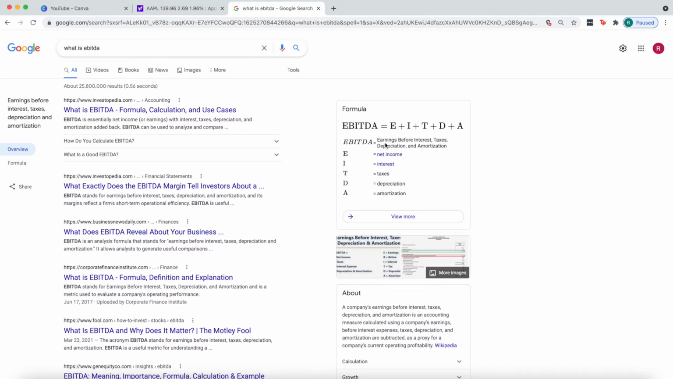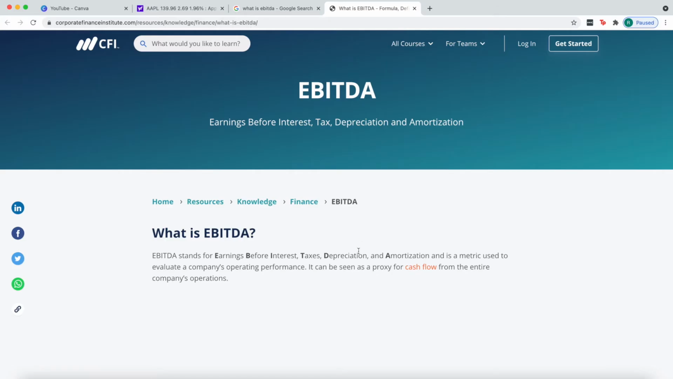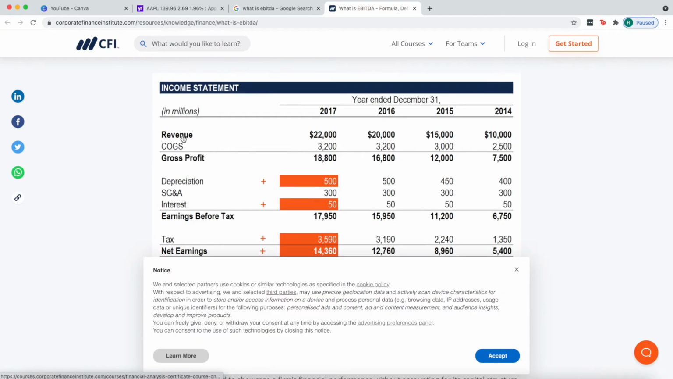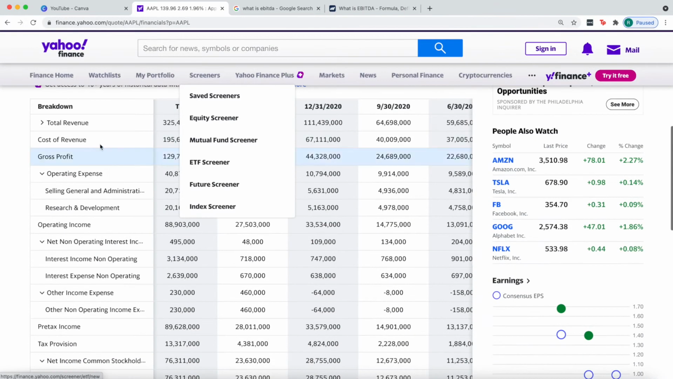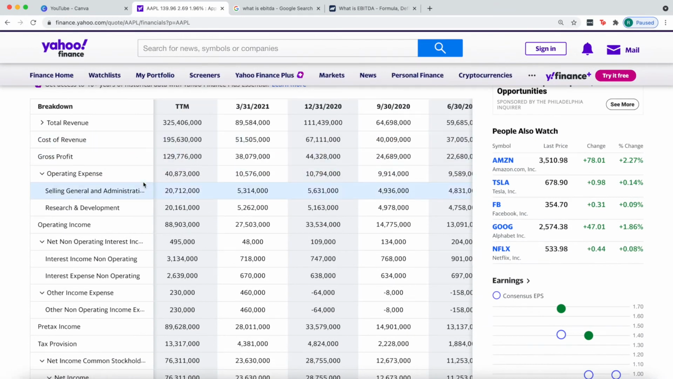EBITDA is, like I said before, your earnings before your interest, taxes, depreciation, and amortization. Now, your EBITDA starts with seeing what your revenue is, finding your gross profit. Remember, I mentioned your cost of goods sold. You can equate that value to cost of revenue. It's just another interchangeable word.